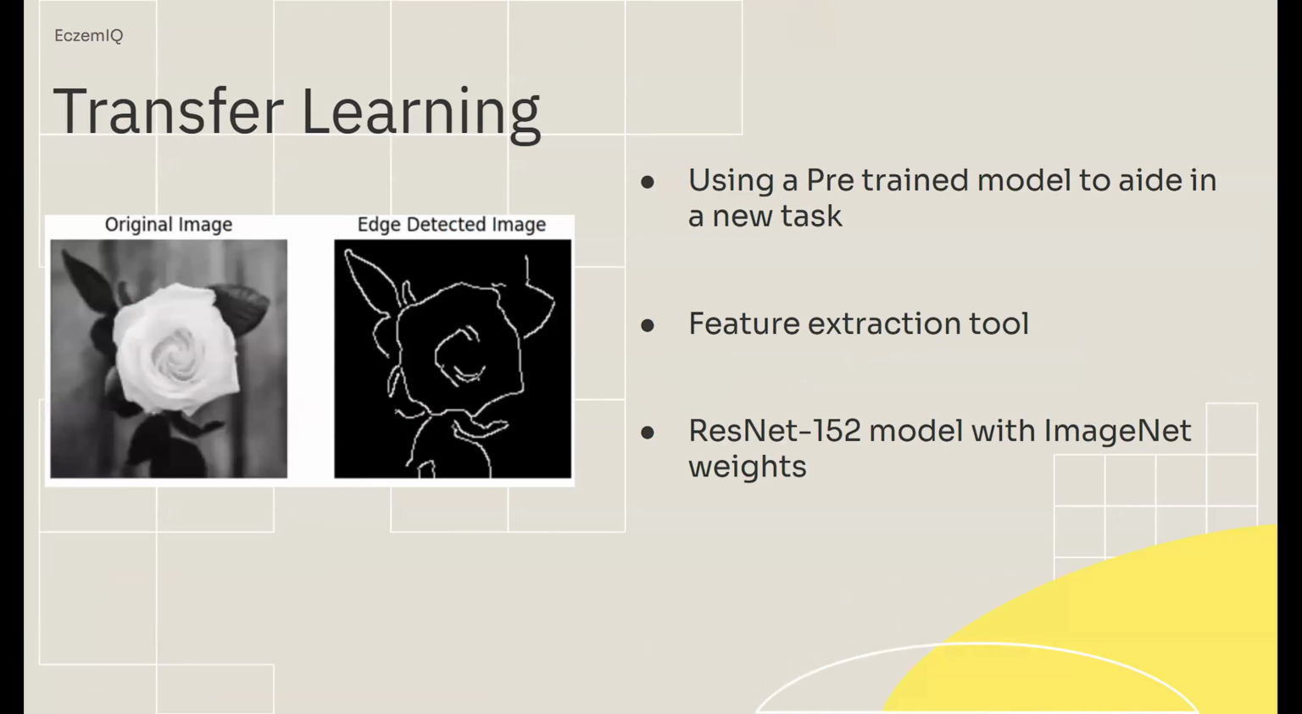Yeah, and another important topic that we used in training our model was transfer learning, where transfer learning refers to using a pre-trained model with the existing weights to help in a new task, which in our case is skin disease detection. And we use transfer learning as a feature extraction tool where we use the ResNet 152 model with its pre-trained ImageNet weights, which can accurately detect edges and lines. And we use that to detect the edges and lines of these diseases and then pass these on into our dense layers that help us accurately identify these diseases.